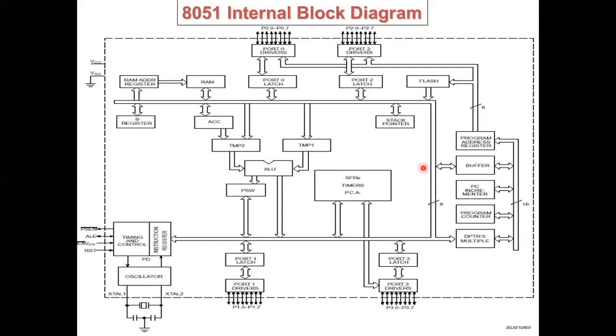Then they use latches in the port, also used as a buffer. Ports 1, 2 and 3 are used as address and data bus. As already said, the ports are used for multiple operations. For input output operation, they act as input output ports. For the remaining operations, they act as address and data bus. This is the concept of ports available in the 8051.